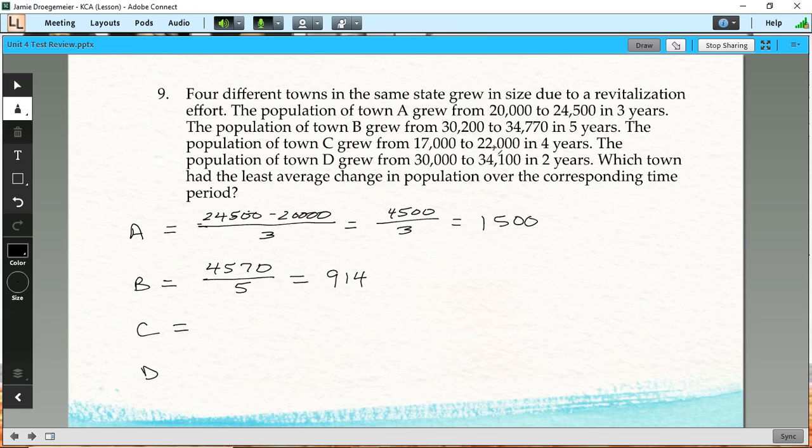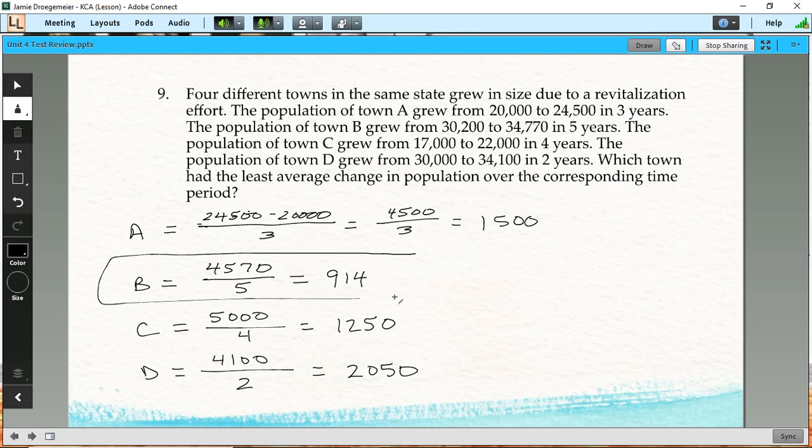Letter C, 22,000 minus 17,000 is 5,000. This one was over 4 years. 5,000 divided by 4 is 1,250 people per year. And then the last one, 34,100 minus 30,000 is 4,100. This was over a 2-year period. And so 4,100 divided by 2 is 2,050. So our least average change is going to be letter B, the 914 people every year on average.